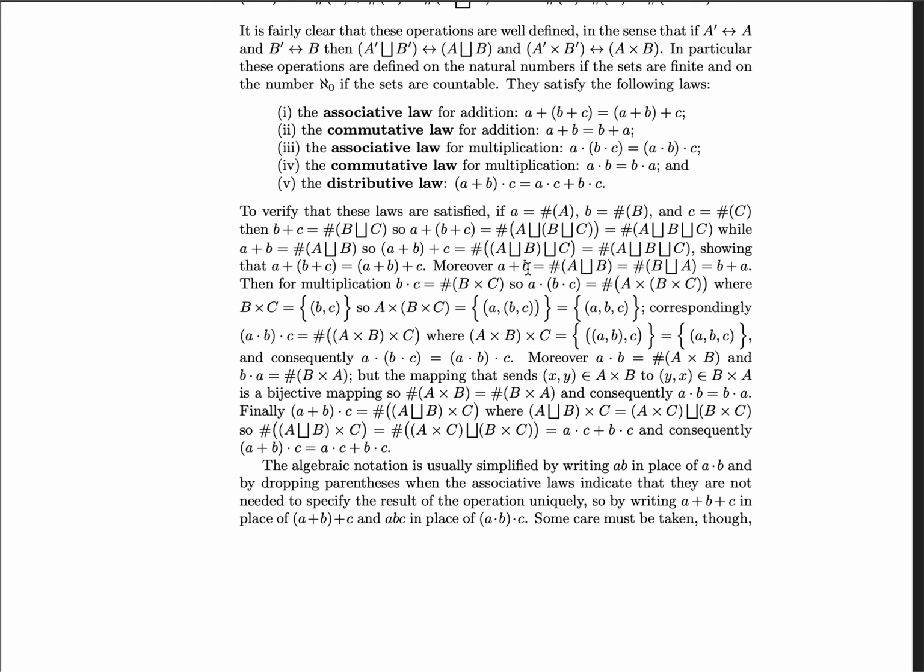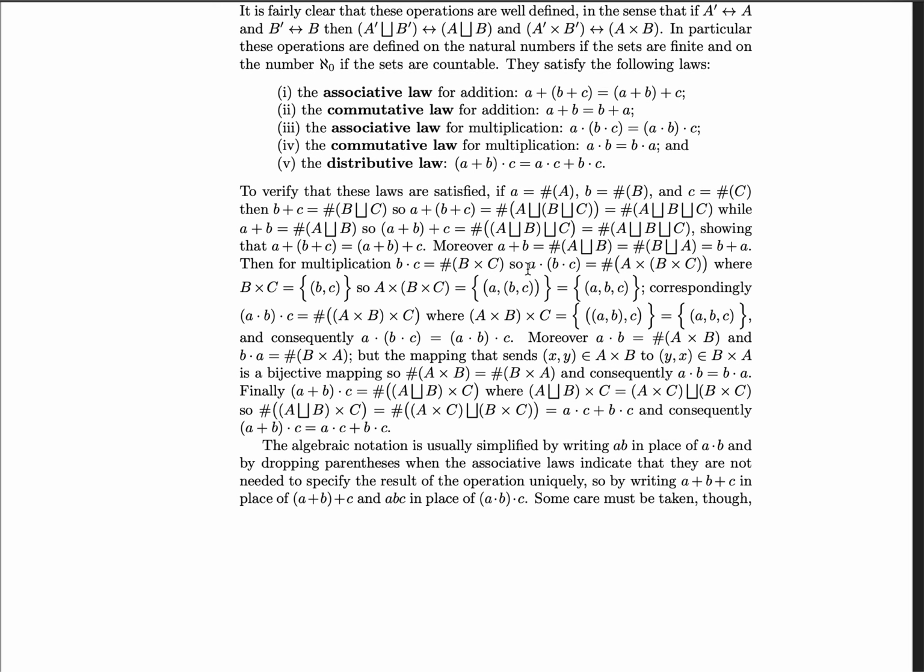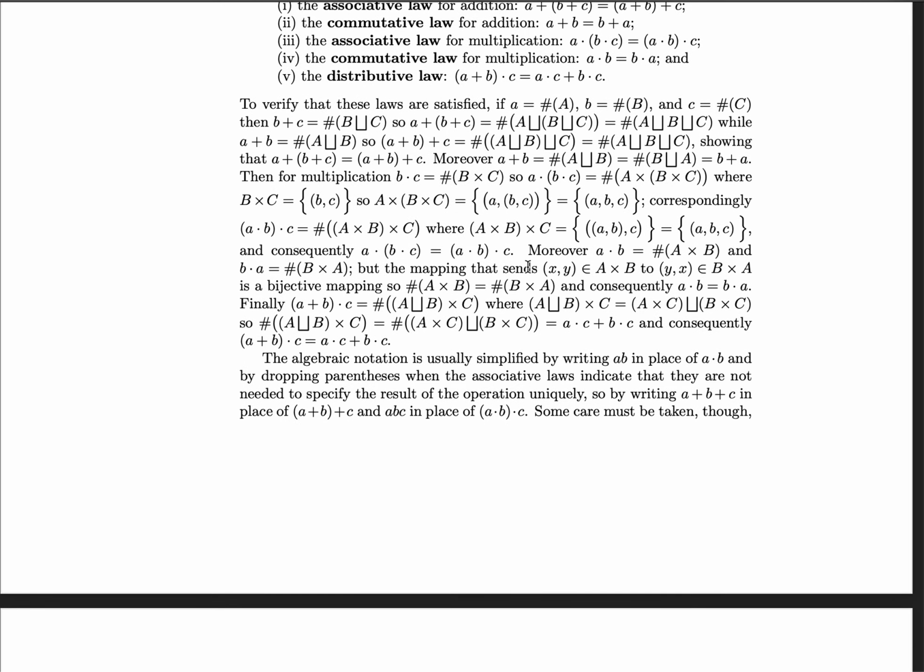Likewise, we can consider commutativity by noting that the cardinality of A disjoint union B is the same as the cardinality of B disjoint union A, since disjoint union doesn't care about the order in which we put the sets.